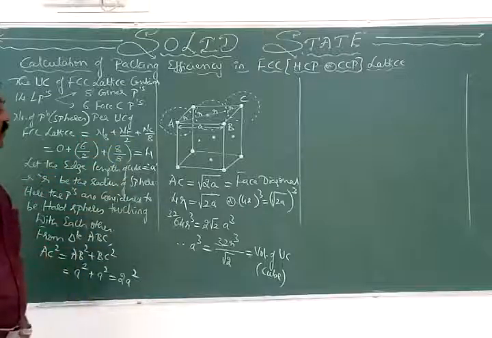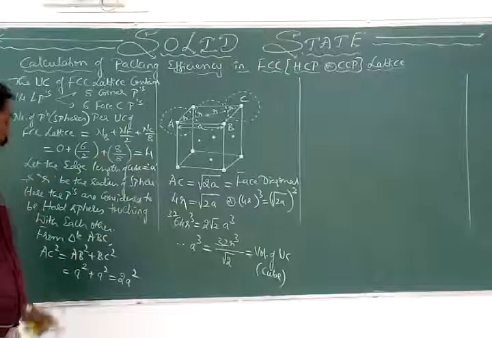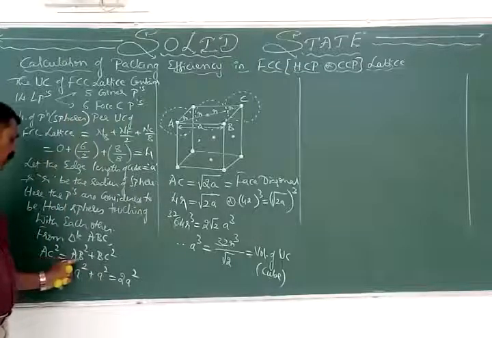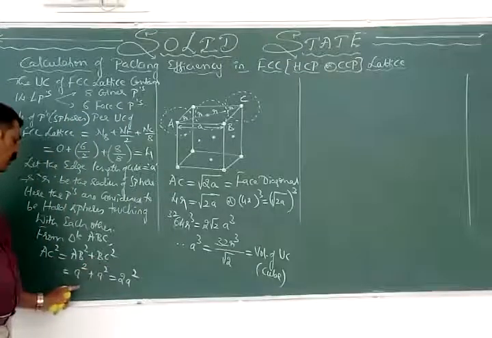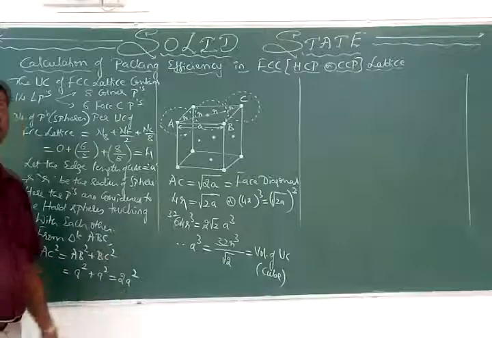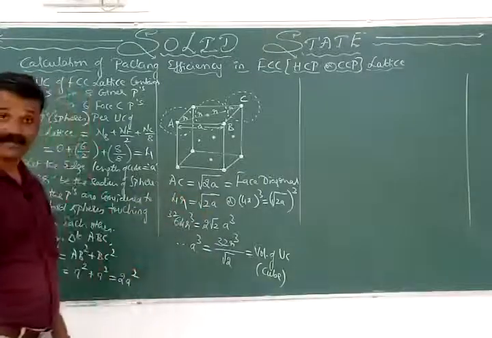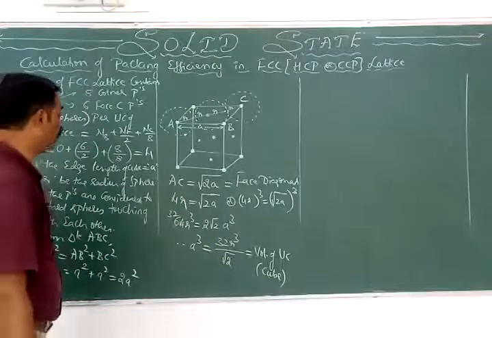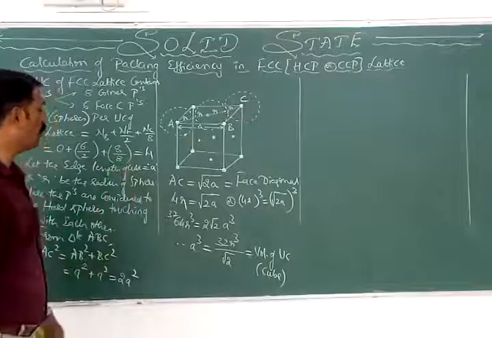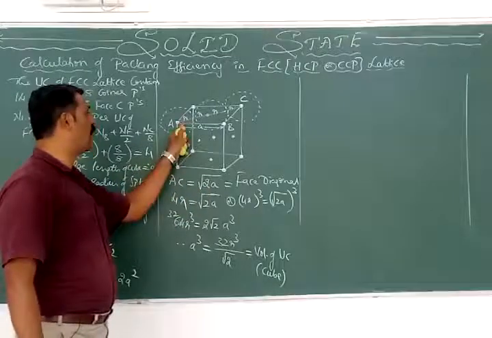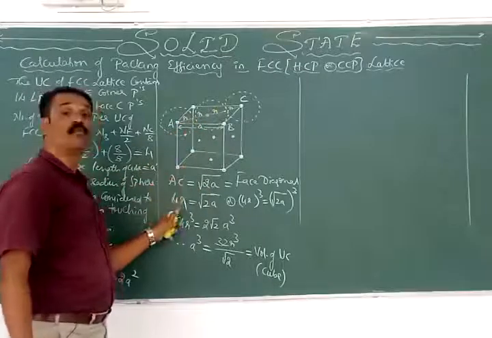So then applying the triangle ABC, AC square is equal to AB square plus BC square, that is equal to A square plus A square, that is equal to 2A square. What is AC here? It is root 2 into A. Root 2 into A is nothing but the face diagonal, and that value is equal to R plus R plus R plus R, that is equal to 4R.